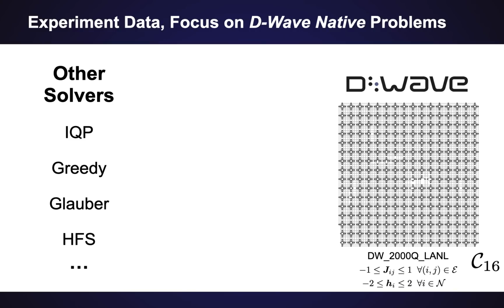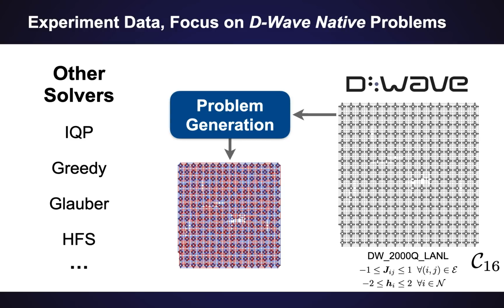We're also going to focus on what I would call DWave native problems. So these are problems that you can represent on your particular hardware graph without the need for embedding or any kind of logical transformation. So what we're going to do is take the DWave hardware graph, run a problem generation algorithm to generate different instances of Ising models on that graph, and then send those instances to the other competing algorithms and then back to the DWave platform to get results.